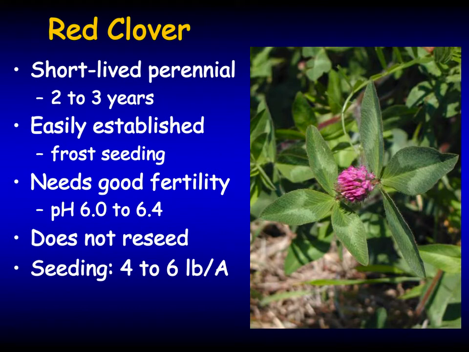Red clover has taproot structure. It's not as strong as alfalfa, but it can give us some drought tolerance in grazing systems. The big benefits of red clover is it's easily established in pastures. It's very shade tolerant. It frost seeds very well into grass pastures.